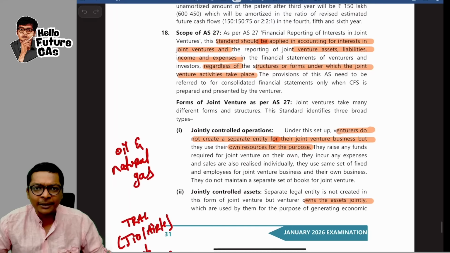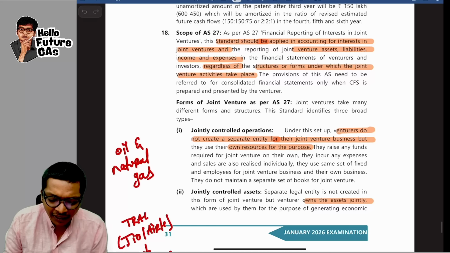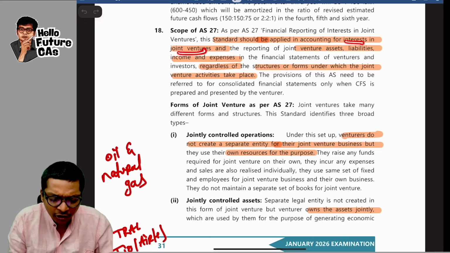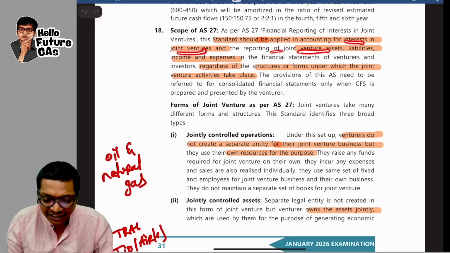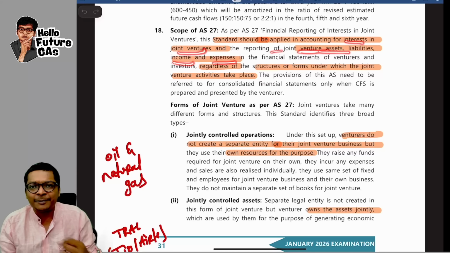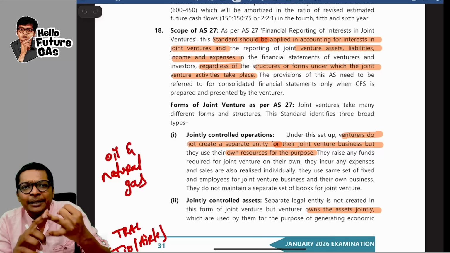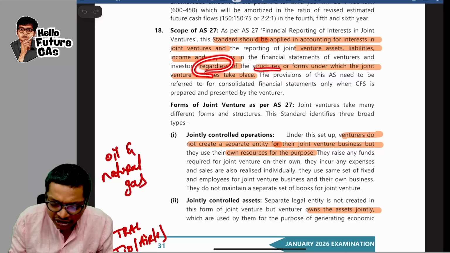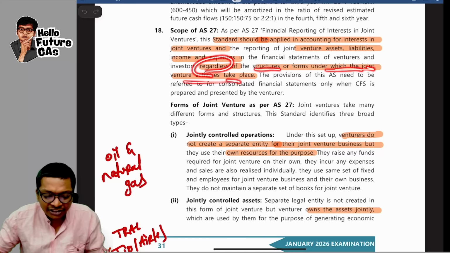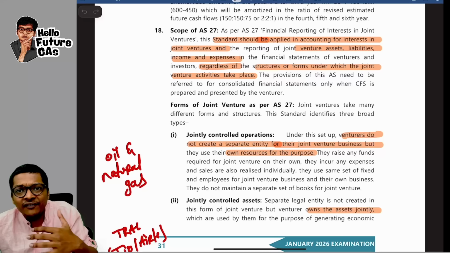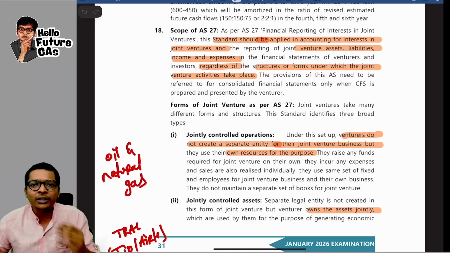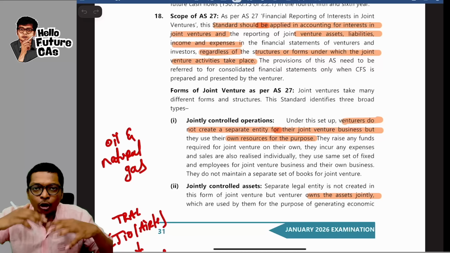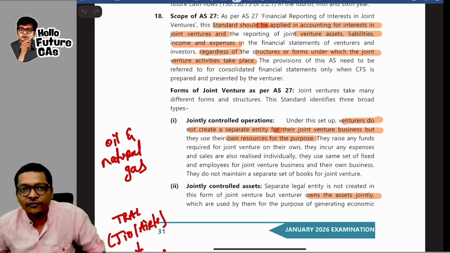If I go to RTP, first they are saying the scope of AS 27 is nothing but accounting for interest in joint venture and reporting of joint venture assets, liabilities, income and expense. Nothing but my balance sheet, assets, liabilities, P&L, income and expense. And they are saying regardless of the structure or form in which the joint venture entity has taken place, in whatever way, it doesn't matter. What are the forms of joint venture? The 3 forms of joint venture, which I have explained above. This standard applies to 3 types of forms.